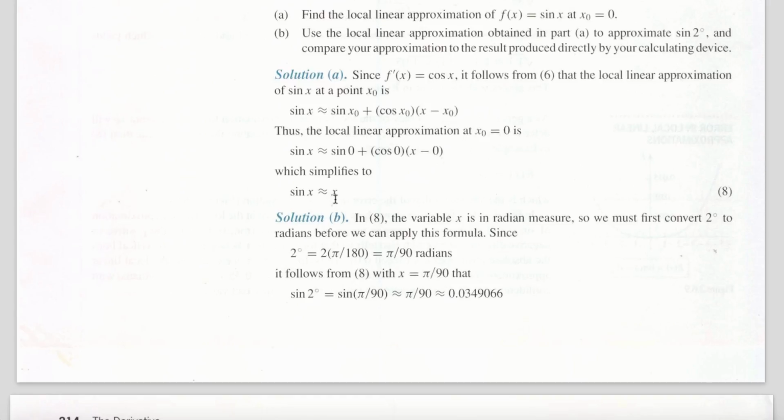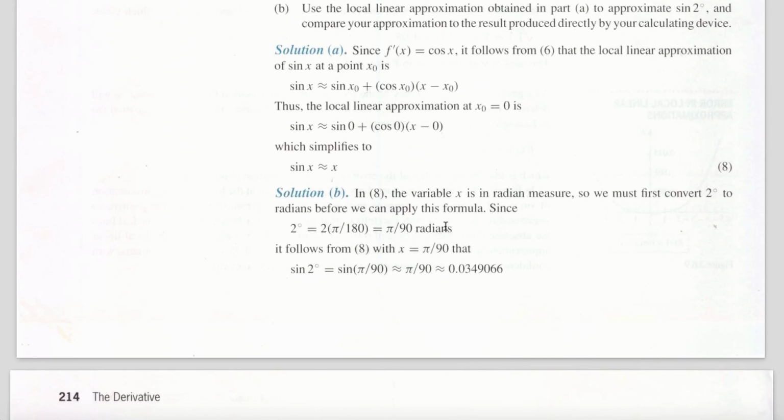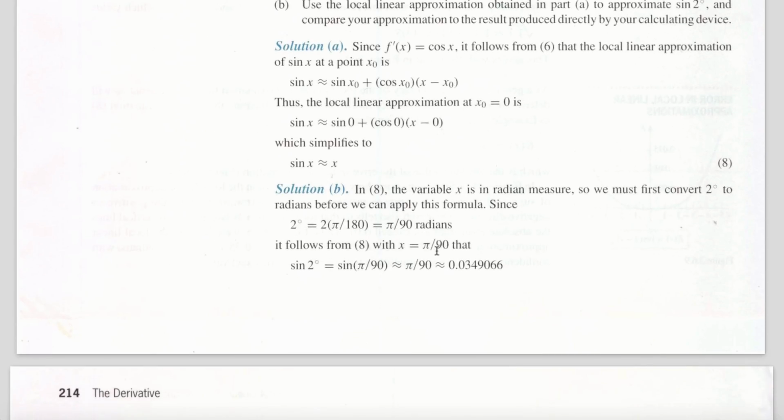So, by plugging in 2 degrees, we have to make sure that we return this to radian form. And so 2 times pi over 180, which is pi over 90 radians. And it follows from 8 with x equals pi over 90 radians that the sine of 2 degrees is the same as the sine of pi over 90, which is approximately pi over 90 using this formula here. And that is approximately 0.0349066.